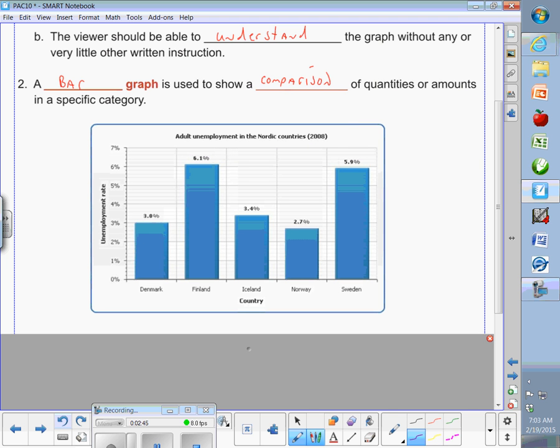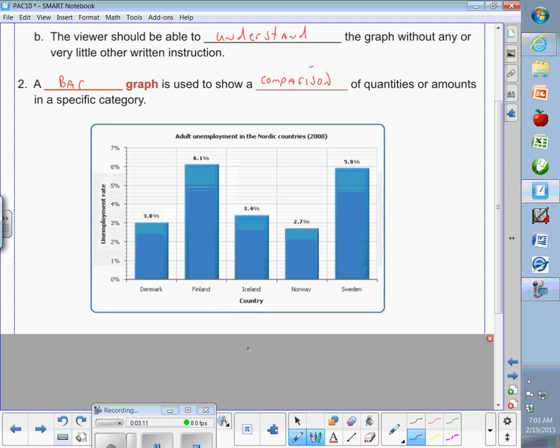I want you to notice some other things here. Notice the labeling of the axes. We have the horizontal axis, which is right here, and it's clearly labeled with country. So here are those Nordic countries: Denmark, Finland, Iceland, Norway, and Sweden. Very clearly labeled. And that's important.